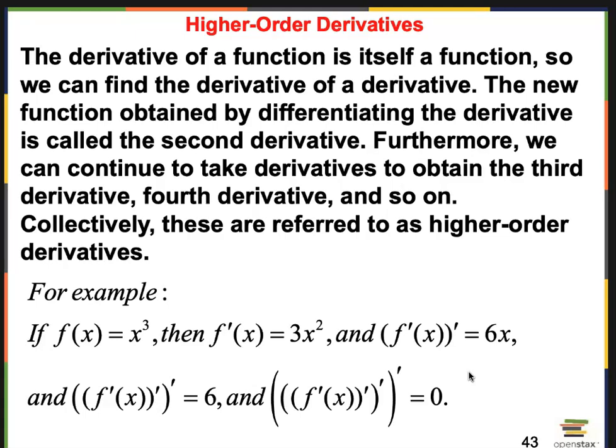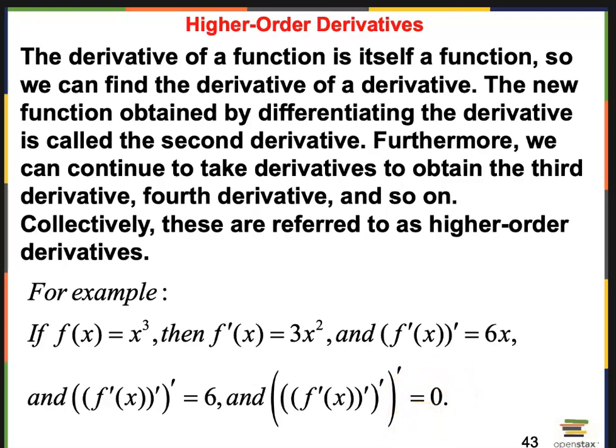So for example, if f of x equals x cubed, then f prime of x equals 3x squared, and then we're going to look at the second derivative. The derivative of f prime of x would be 6x. And if I did a derivative of the second derivative, which would be a third derivative, I would get 6. And then finally, the fourth derivative, 1, 2, 3, 4, is 0. And anything after that's going to be 0.